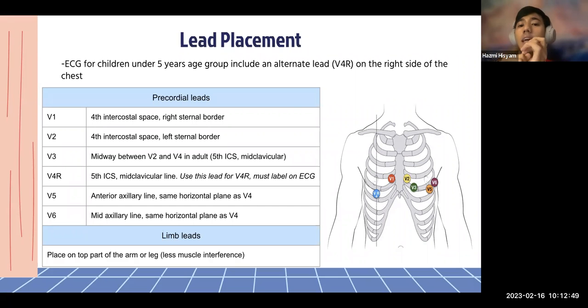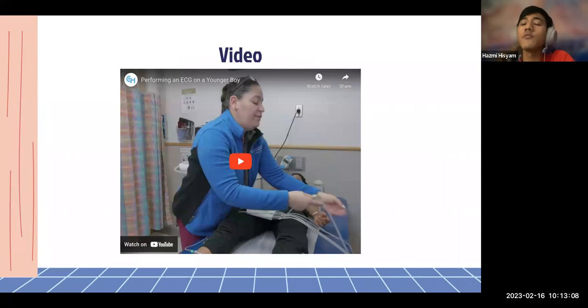For V5, it is at the anterior axillary line, same horizontal plane as V4. And for V6, mid-axillary line, same horizontal plane as V4. For limb leads, we place them on the top part of the arms or legs to make sure that there is less muscle interference. Next. So this is the video for pediatric ECG.